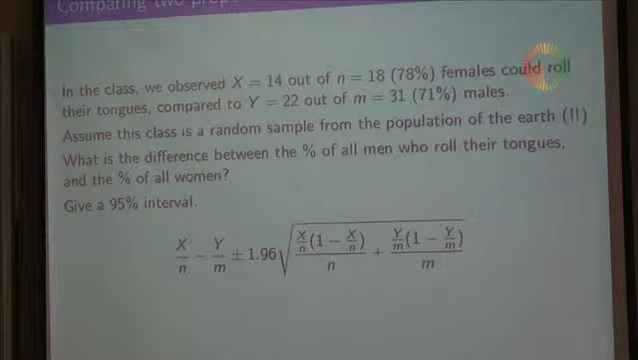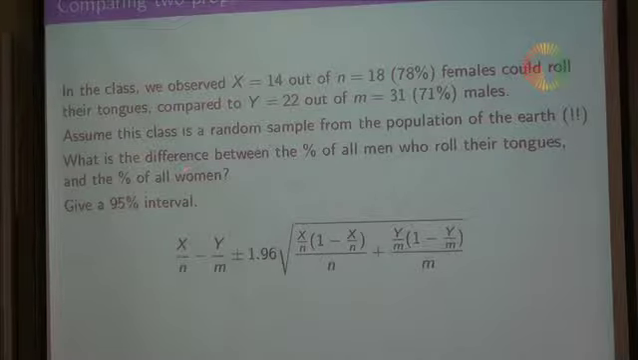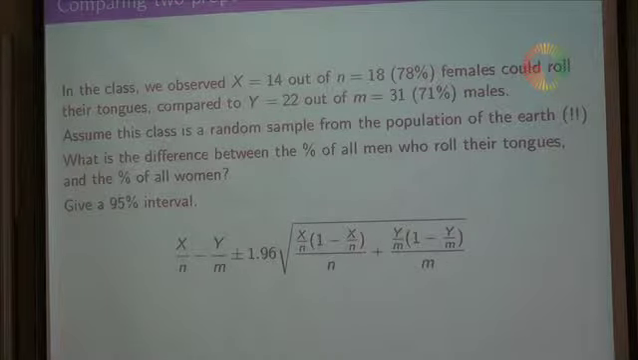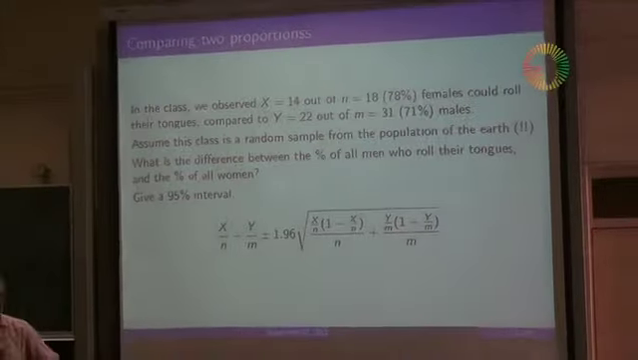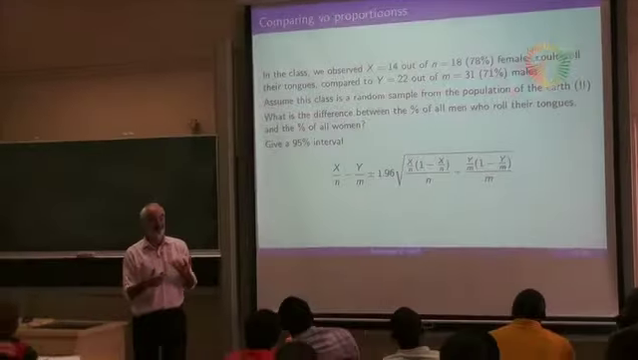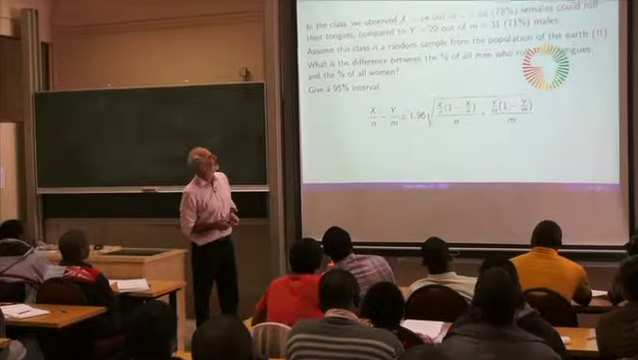Let's assume this class is a random sample from the population of the Earth. You're completely representative of males and females throughout the world. Yes, of course you are. So you're a representative sample. Next week we'll be talking about when we can assume a representative sample.